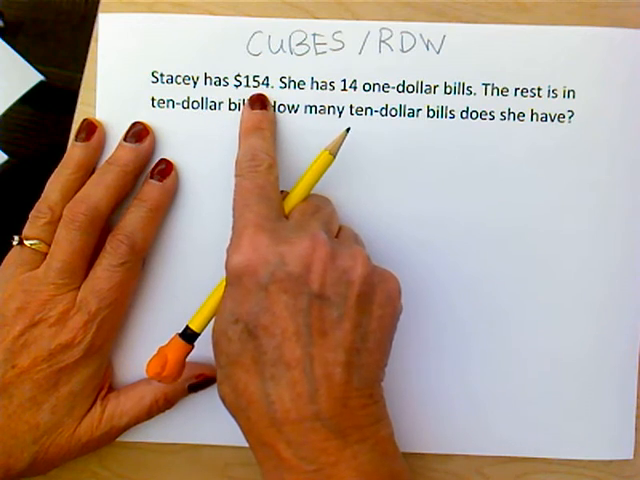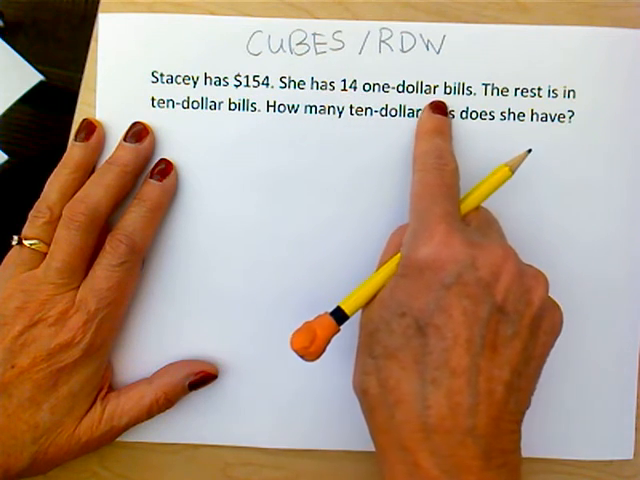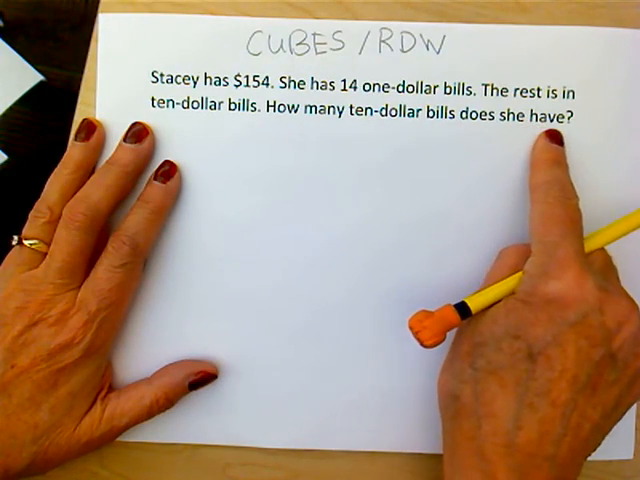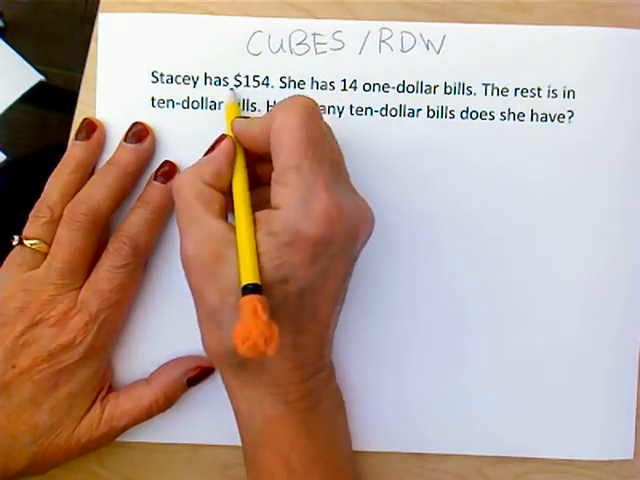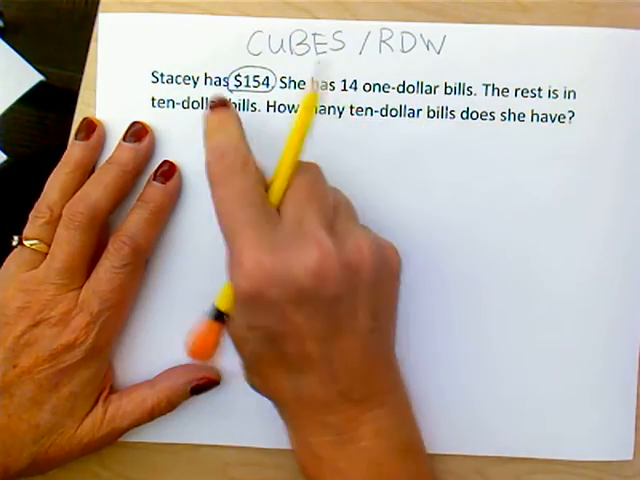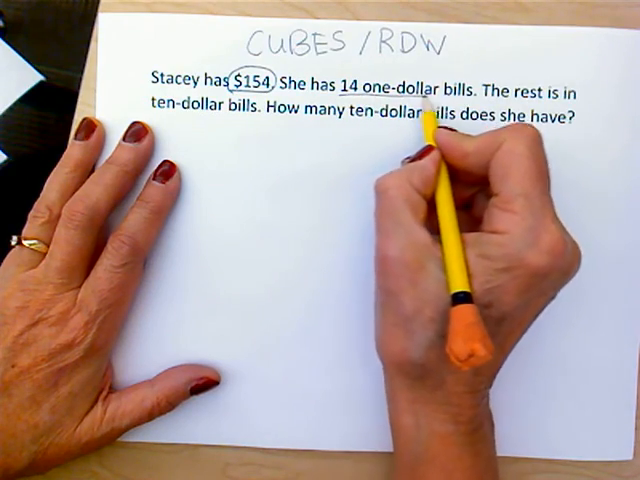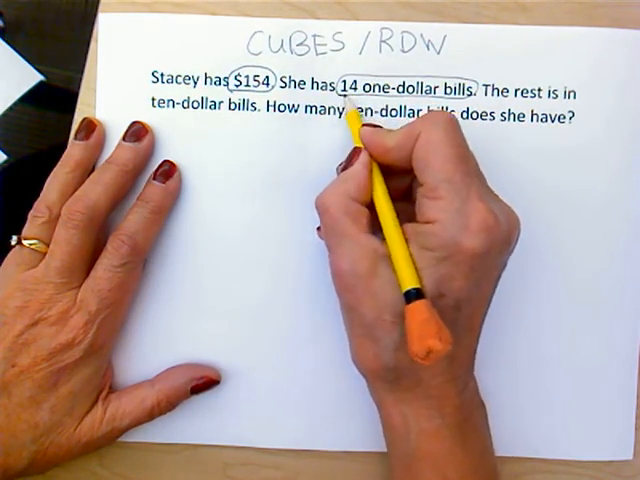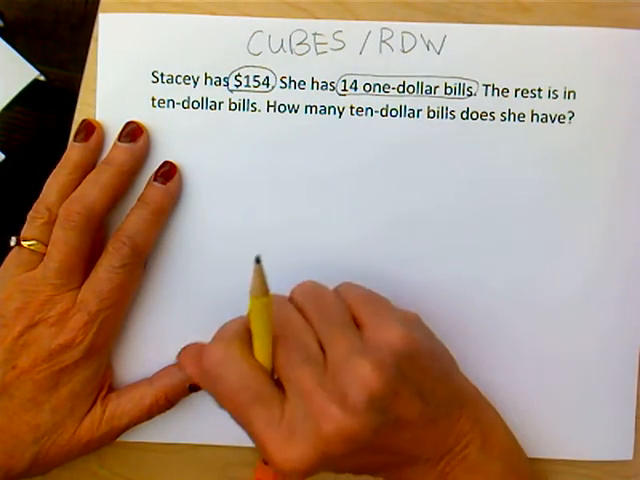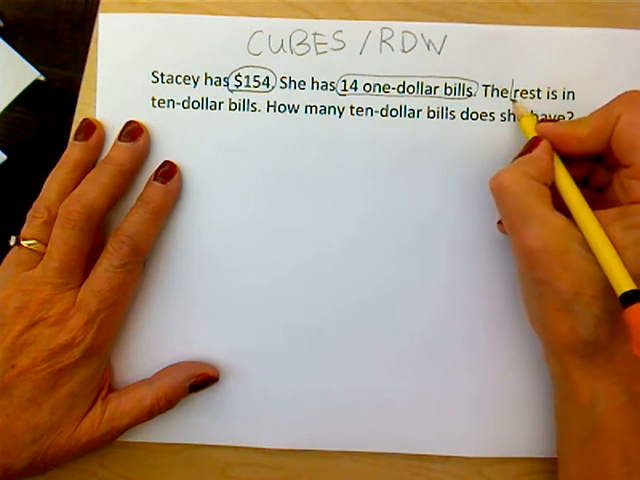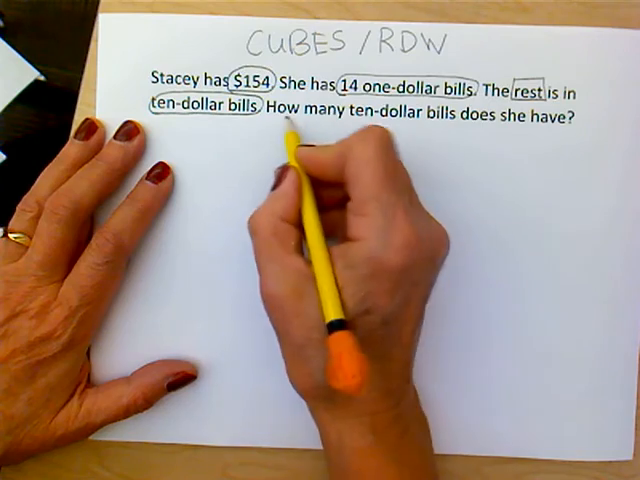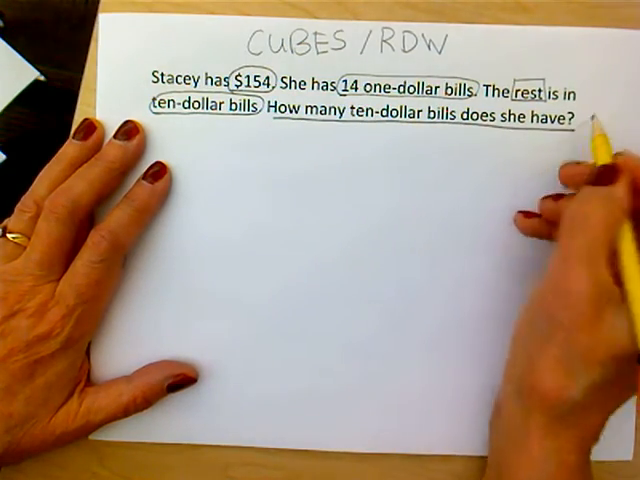Stacy has $154. She has 14 $1 bills. The rest is in $10 bills. How many $10 bills does she have? So let's take a look. Stacy has $154 in total. As a part of that $154, she has 14 $1 bills. And we're not going to be exchanging any of those $1 bills in this problem. We're just going to keep them as $1 bills. The rest, that's kind of important, are $10 bills. So we're trying to find out how many $10 bills does she have.